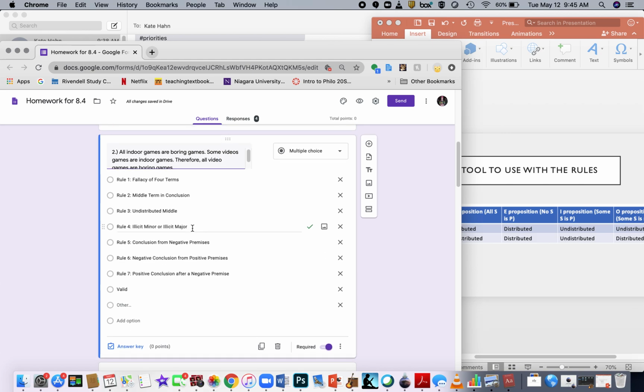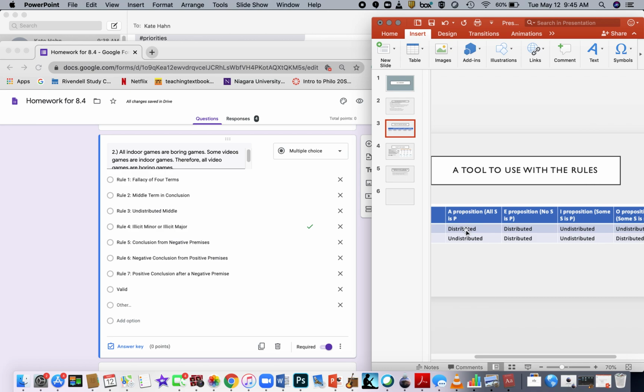But we have here an illicit minor and illicit major. So this involves our little chart over here. Because we're going to be talking about distribution, in this chart you have all four propositions, and whether the terms in them are distributed. And this is always true. So in A propositions, the subject term is always distributed and the predicate term is never distributed, for example. So here we want to look at our major or minor term, and your major term is boring games. Major term is always the predicate of the conclusion, and your minor term is video games.